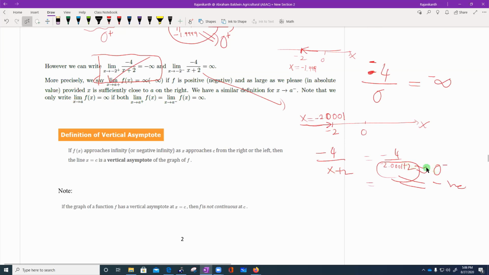So now tell me, I have -4 in the numerator, but the denominator is very close to 0, but a negative number, right? Now what will you get? Negative over negative will make positive, right? Yes. 4/0, what is that? Infinity.